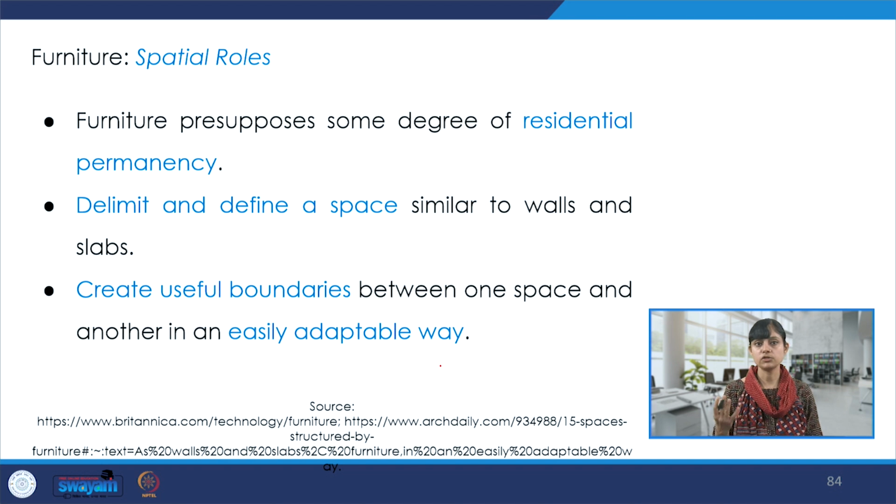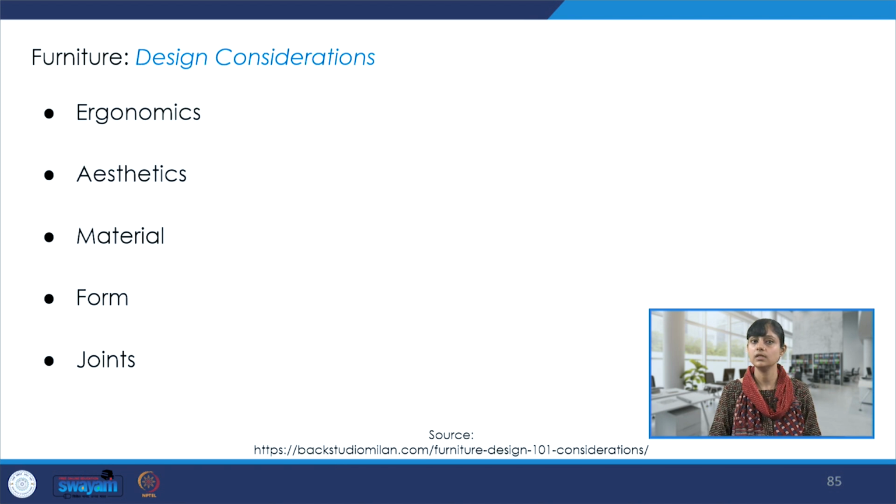There are diverse spatial roles that furniture could offer, right? So, of course, it could be seating, it could be storage, and it could provide some degree of residential permanence, it could delimit and define a space, it could create boundaries within a space, etc.